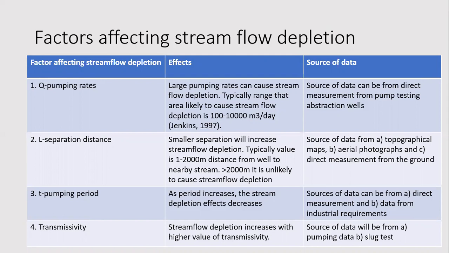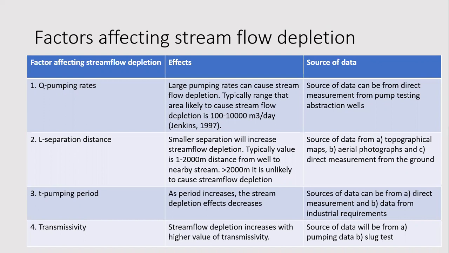So if you have a bowl that is greater than 2,000 meters from the stream or the surface water body, that is unlikely to cause stream flow depletion. I can still say that these values are debatable. Science is something that you can debate. Values are not constants. You can say it's greater than 2,000, but hypothetically it's like that.